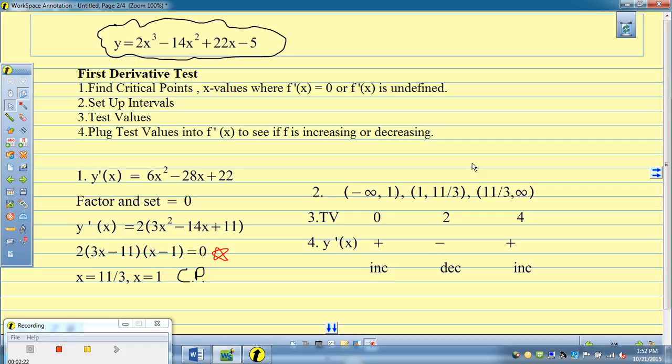We do the same with 2 and 4, and in the second interval we get a negative, and in the third interval we get a positive. So we have a situation where our original function is increasing, then decreasing, showing that we have a max, and then we are increasing again in this interval, showing that we have a min.